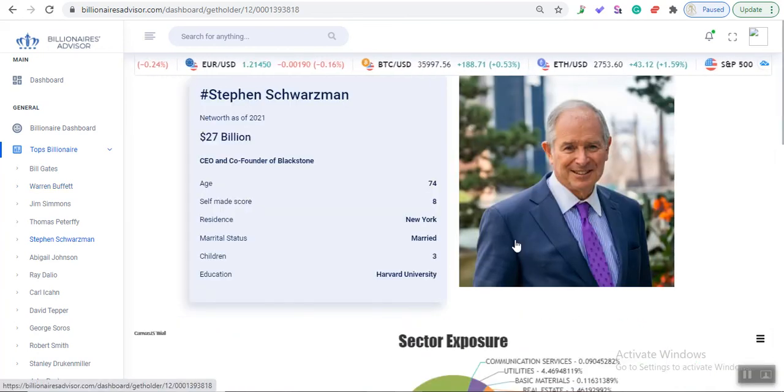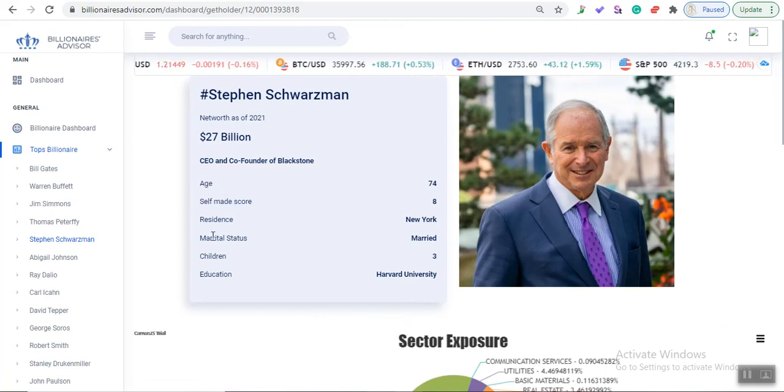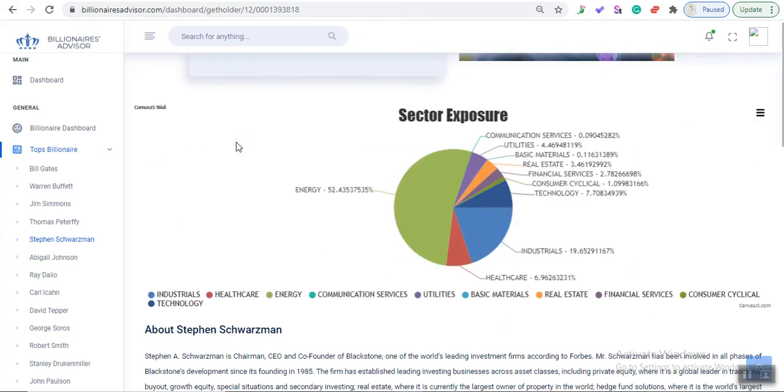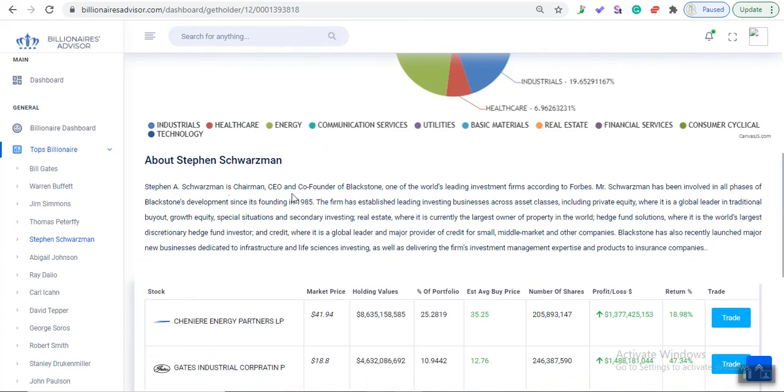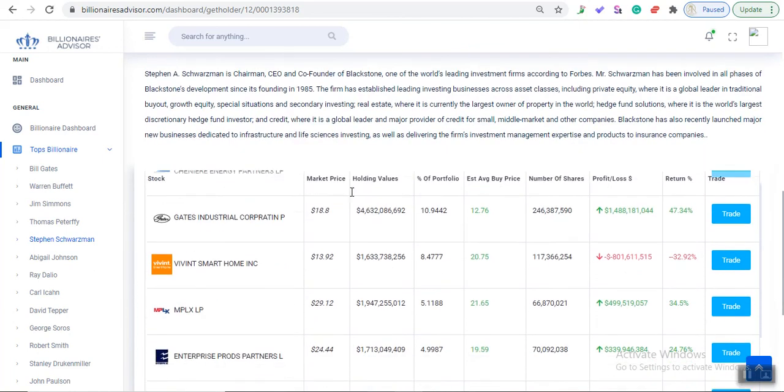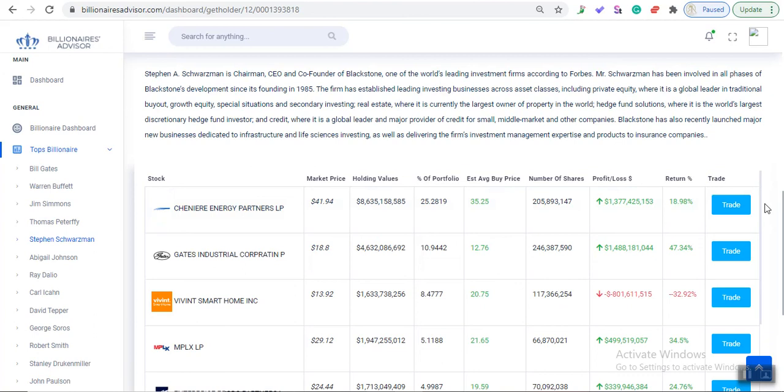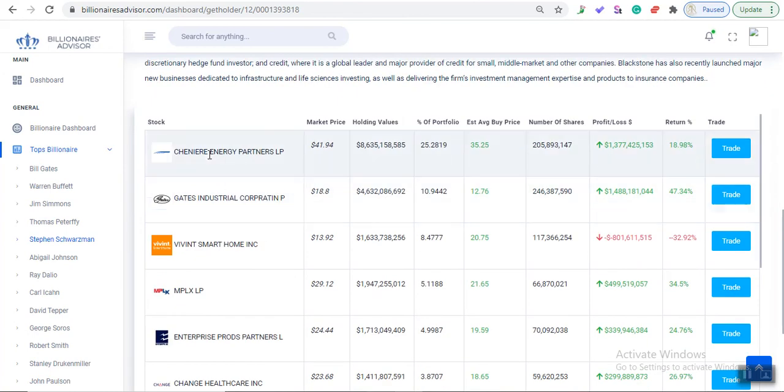Now let's take a look at Stephen. Of course, there's basic information about who he is and his net worth. His sector exposure is highly in energy, which is different to Warren Buffett. Bio: Stephen is CEO and co-founder of Blackstone. And as you could see, his portfolio composition is different from Buffett's.